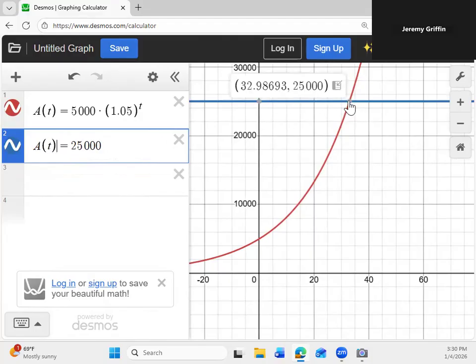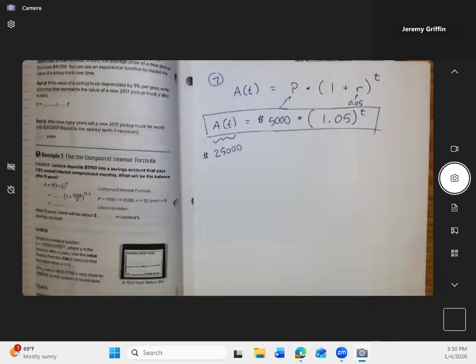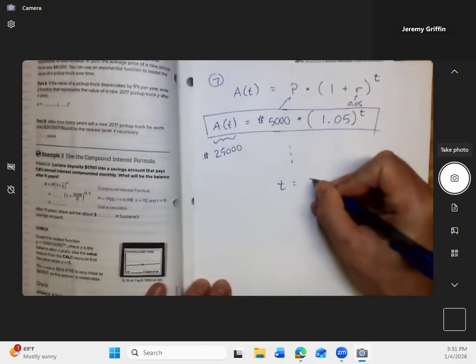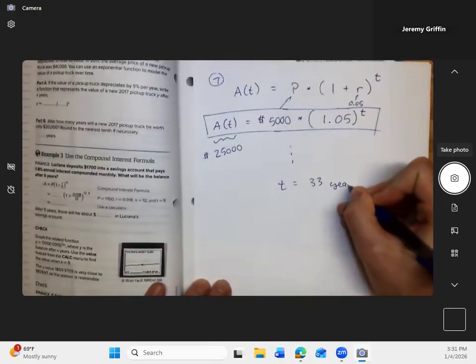So to get to $25,000, it takes 32.99 years. Let's just call it 33 years. Yeah, 33 years, that's the answer. It takes 33 years, even to the nearest tenth. So t equals 33 years.